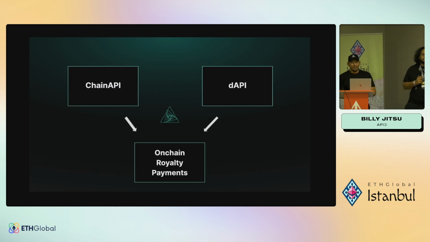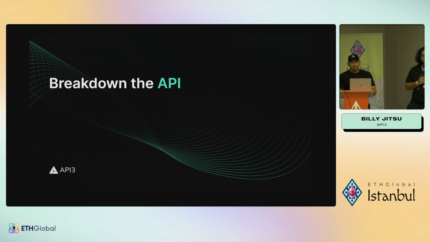Exactly. So what we're going to use today is we're going to mix the Chain API, the off-chain information brought on-chain, and the price feeds from dAPI, and we're going to mix the two to make an on-chain royalty payment system. Usually this is a little bit more in detail, but we're going to show you how to use the Chain API with a slideshow because we are unlimited in time. But let's go ahead and break down the API.